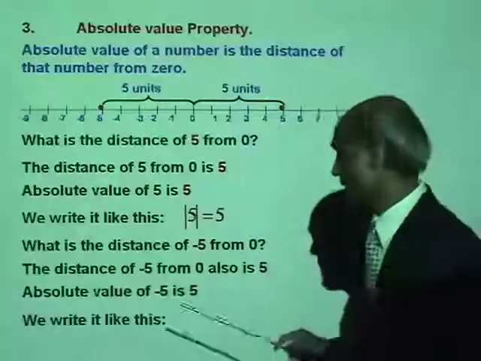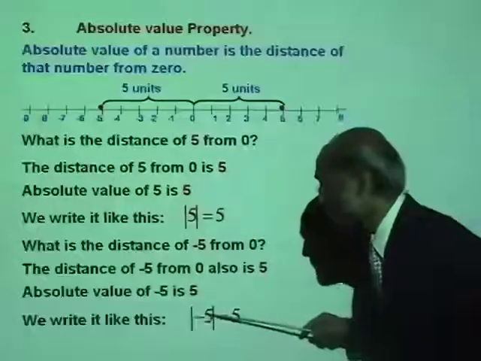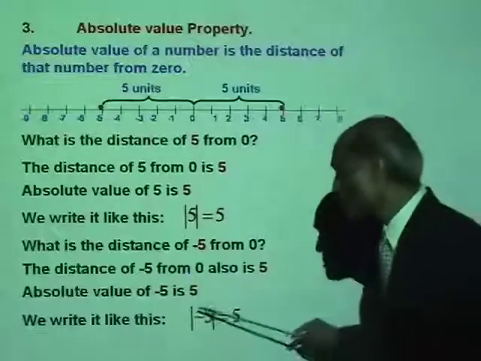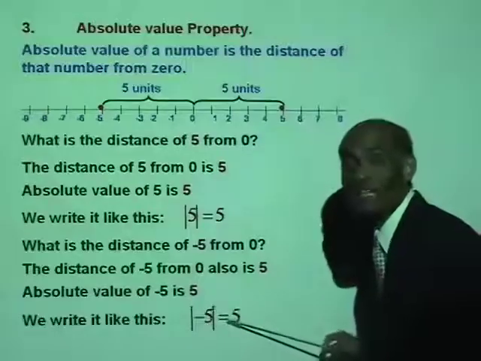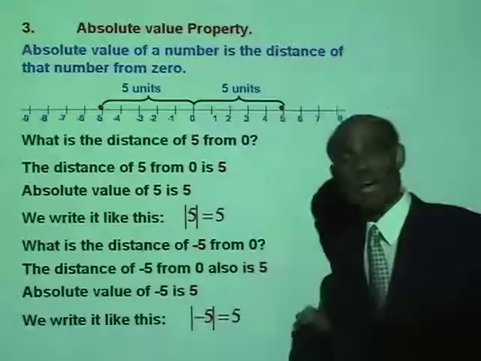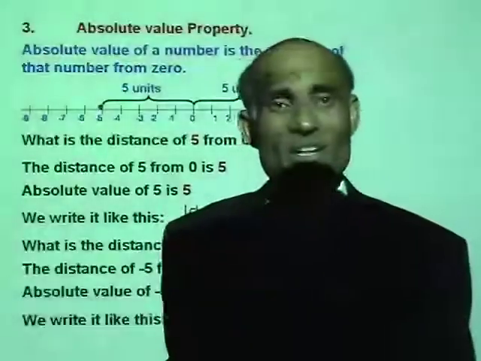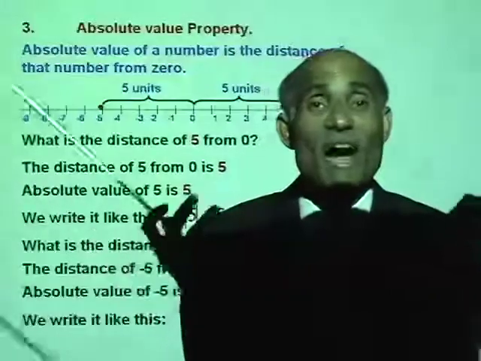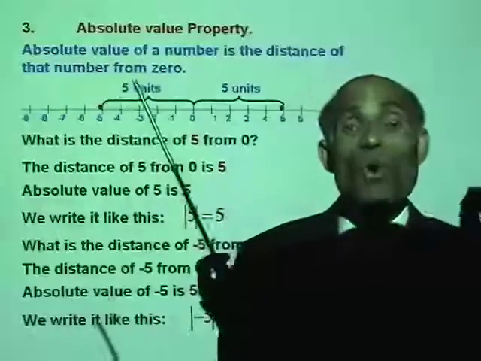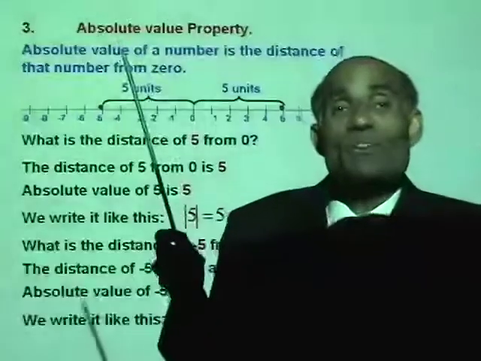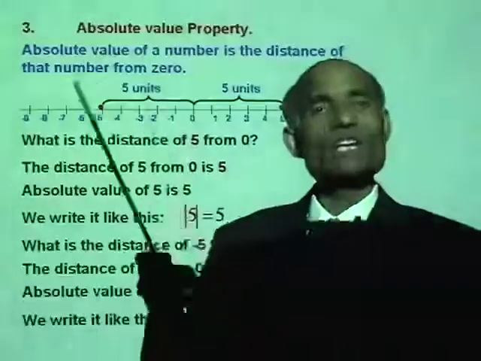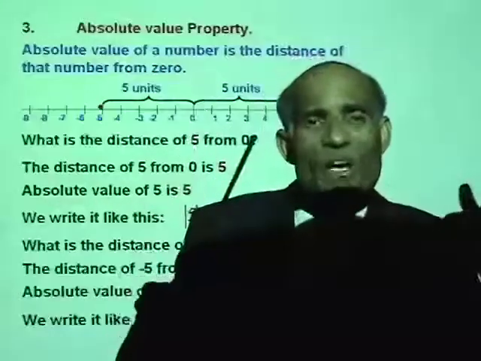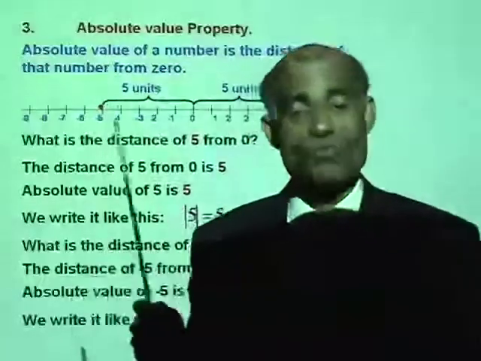How do we write it? Absolute value of negative 5. Within the vertical lines, write negative 5. Absolute value of negative 5 equal to 5. Now, that tells you something, isn't it? That absolute value of a number cannot be negative. Absolute value of a number is always positive. Absolute value of negative 100 equal to 100. The distance of negative 100 from 0 is 100.